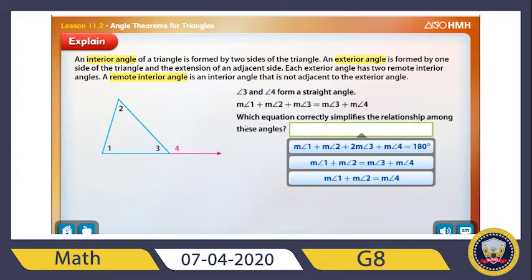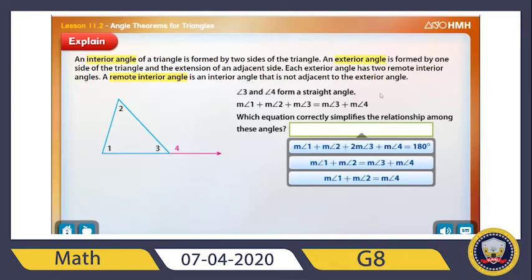Now let's write this equation. We know that the sum of the angles inside my triangle is equal to 180. Meaning measure of 1 plus the measure of 2 plus the measure of 3 is 180. We also said that the angle 3 plus the angle 4 is 180. So this side is 180, and it is equal to this side that is 180.